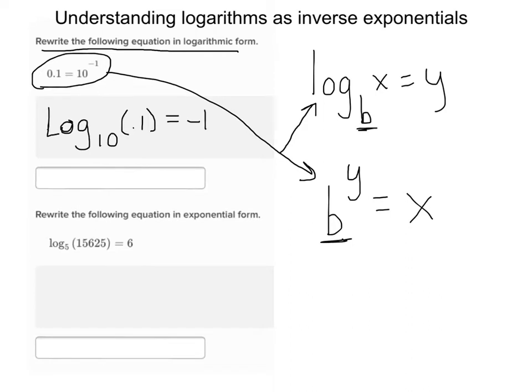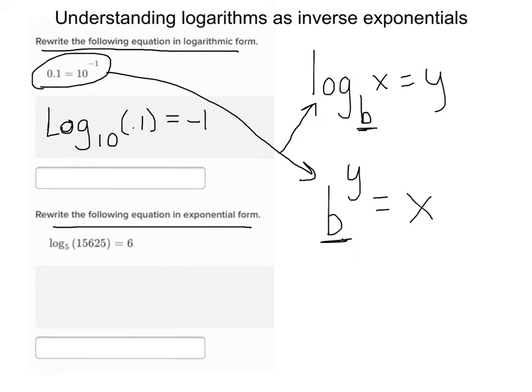And so what we're saying is 10 raised to the -1 power equals 0.1, which is what we have right here. 10 raised to the -1 power, just like they have here, equals 0.1. So we converted from this form to this form. Okay, now down here, it says rewrite the following in exponential form. So notice this is logarithmic form, and this is exponential form.